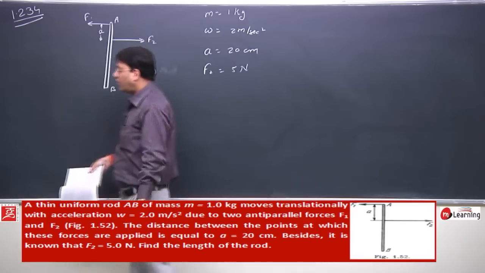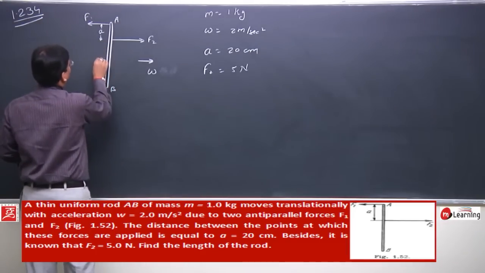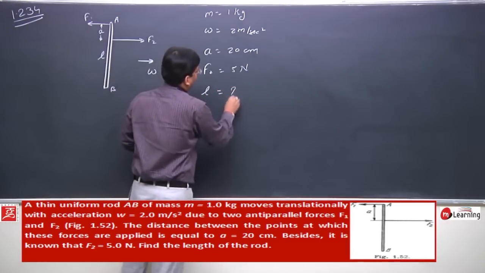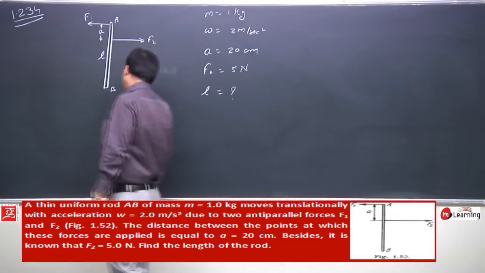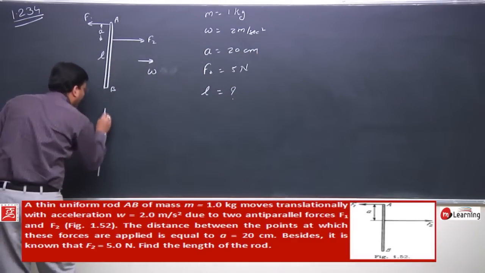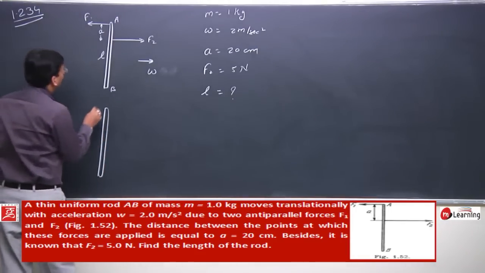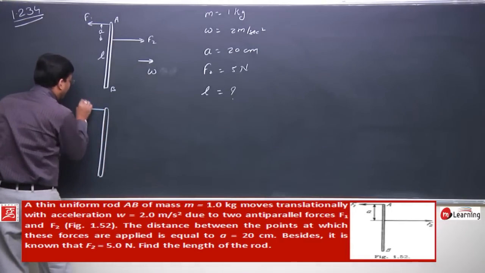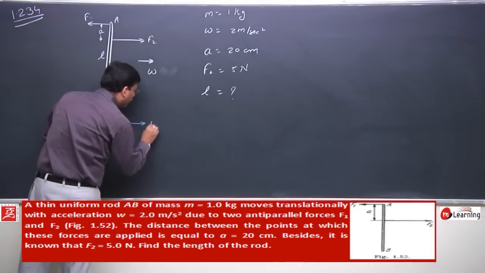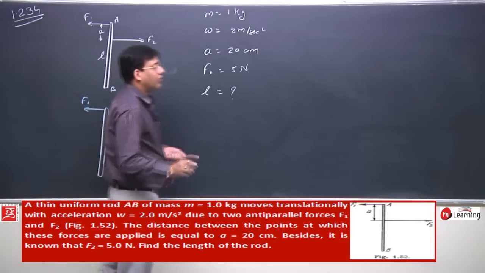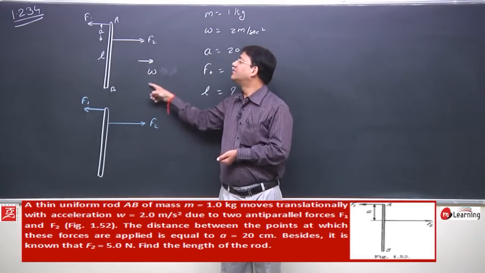Find the length of the rod. We need to determine the length of the rod, L. Now, what I'll do is, I'll redraw the free body diagram. This is the rod. Force F1 acting in this direction. Force F2 acting in this direction. Now, this rod is accelerated and W is the acceleration.